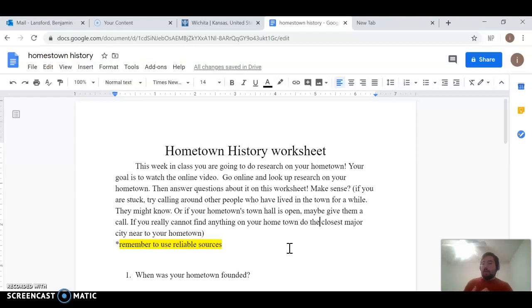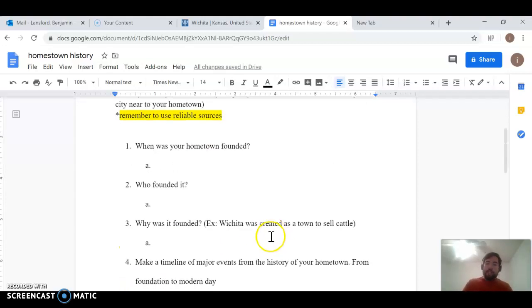If you cannot just find anything over your hometown because it's so small, the information's so limited, then go to the nearest major city or town, right? So let's say you're in Andover and you just really can't find anything because Andover is so small, then you would do Wichita, right? So you do Wichita because it's a lot bigger and it's easier to find information on. Okay? We'll go over reliable sources later. For right now, let's just get into the questions.